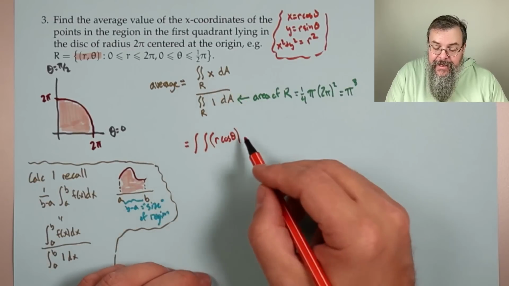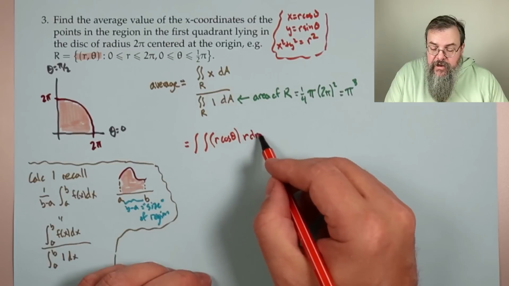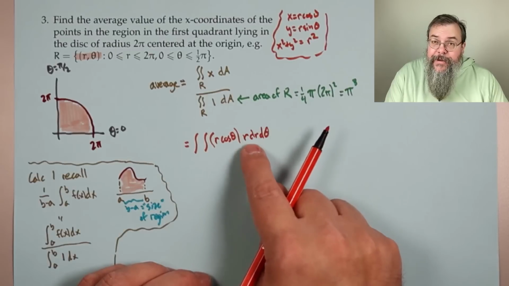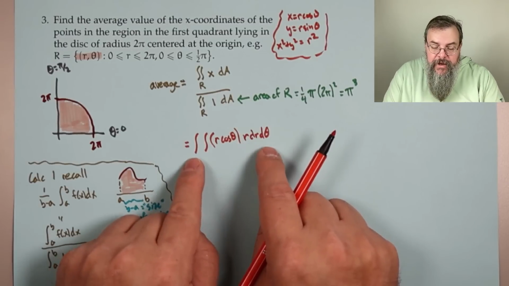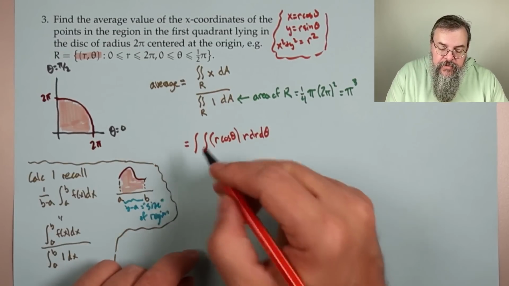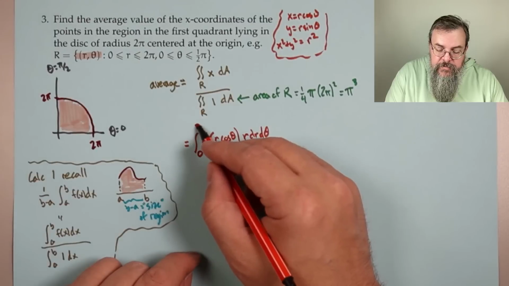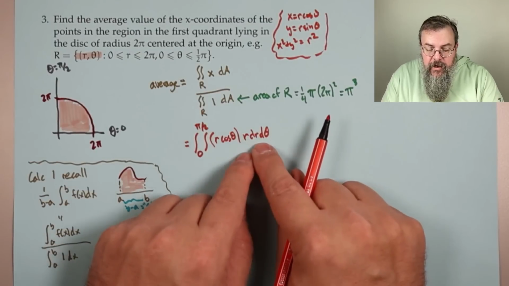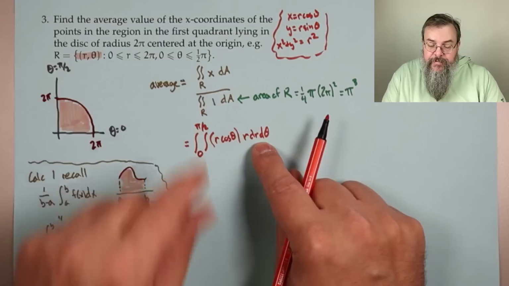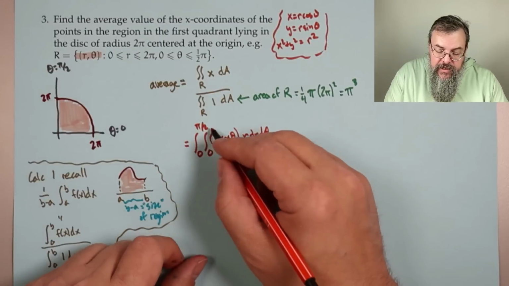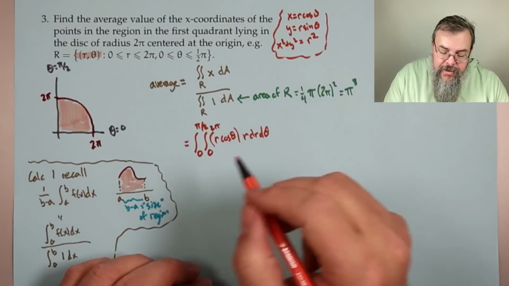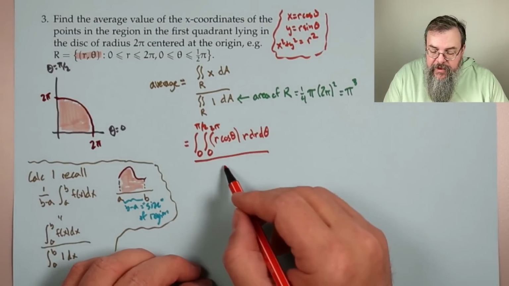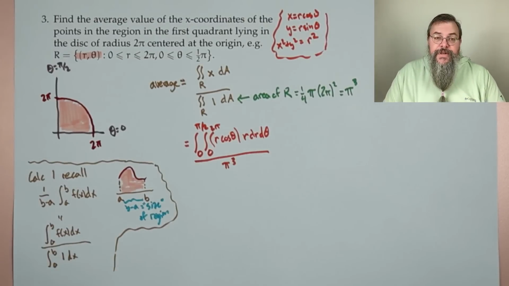The dA will be r dr d theta. So don't forget this r. That's very important, and it's very easy to forget. We know the bounds for theta. That's going from 0 to pi over 2. We know the bounds for r. It's going from 0 to 2 pi. So great. We're in good shape. Now, don't forget, all of that divided by pi cubed.